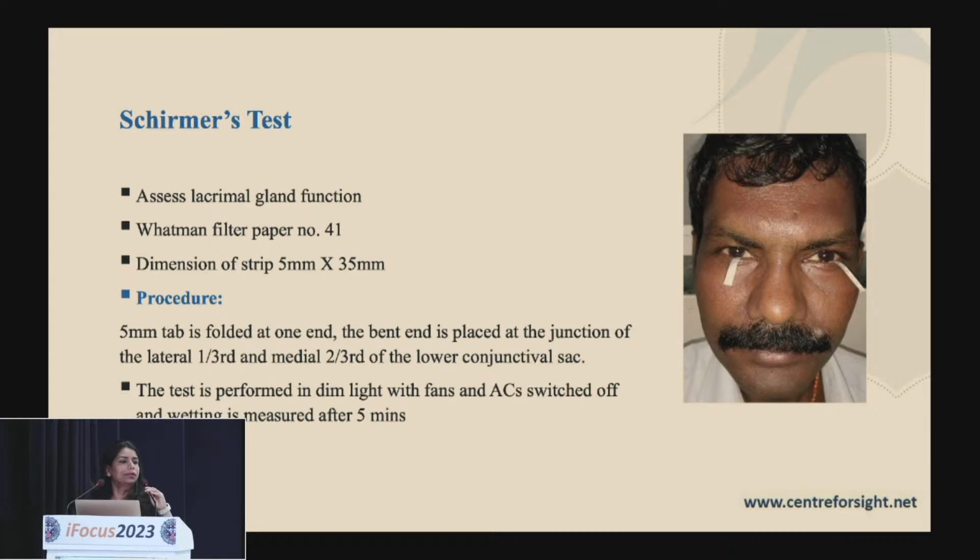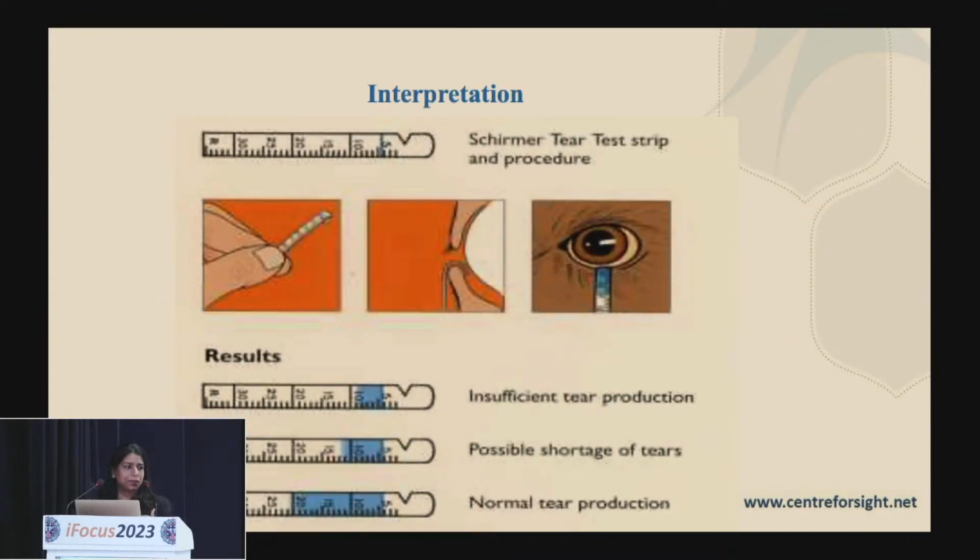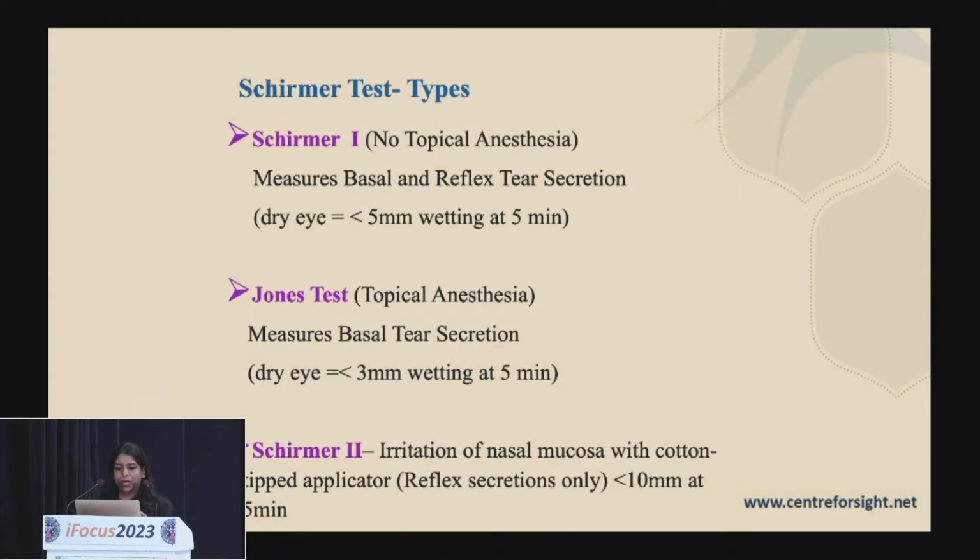Who will tell me? Yes, sir. Lady, first row. Because the tear pooling is more here in this area, right? So we do that here, and then we will interpret. It is insufficient tear production if it is less than 10. 10 to 15, possible shortage of tears. And if it is more than 15, we say it is normal tear production.